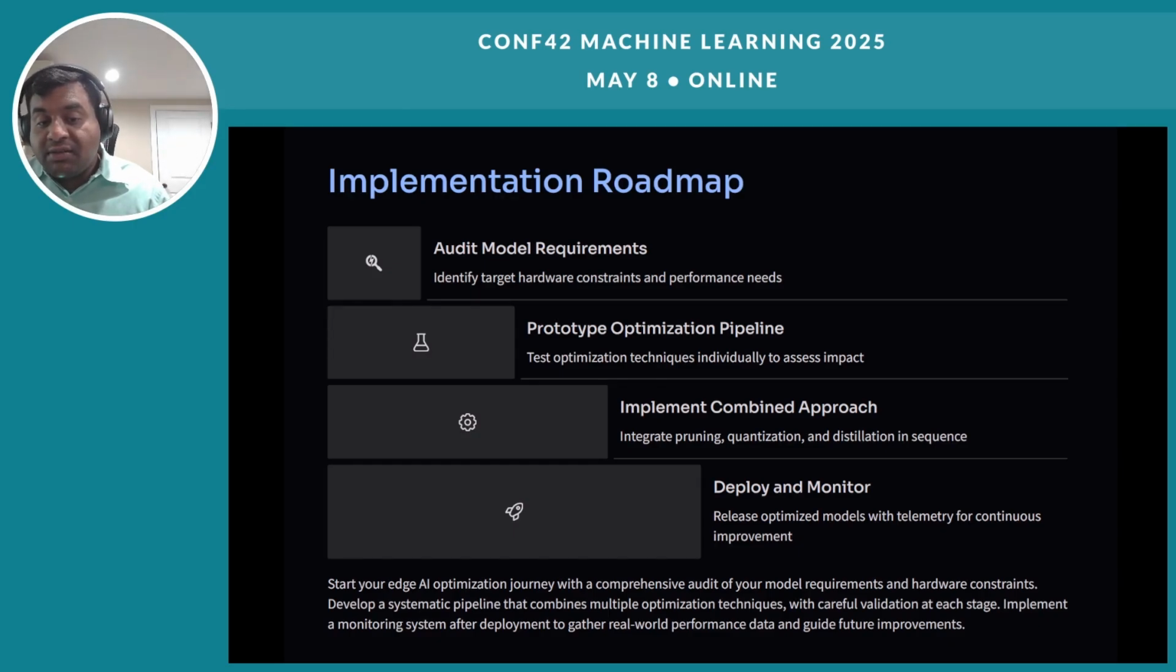Integrate the chosen techniques, pruning, quantization, distillation, carefully, and deploy and monitor, the observability aspect. Release the optimized model, but include telemetry to gather real-world performance data for continuous improvement. Start with audit, build systematically, validate thoroughly, and monitor continuously.